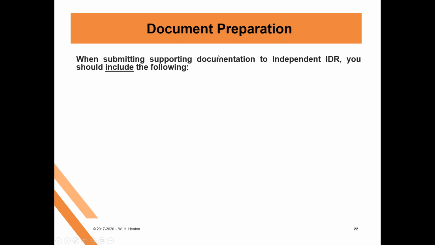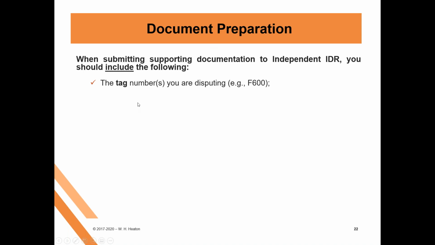Document preparation. This is very critical. What you should include, the tag number. Now, when you get your notice for an independent IDR, this information really should be as a part of the plan, because according to Chapter 7 of the SOM, the state is to provide this information to you in writing. But even if they don't, this is what you need to prepare.